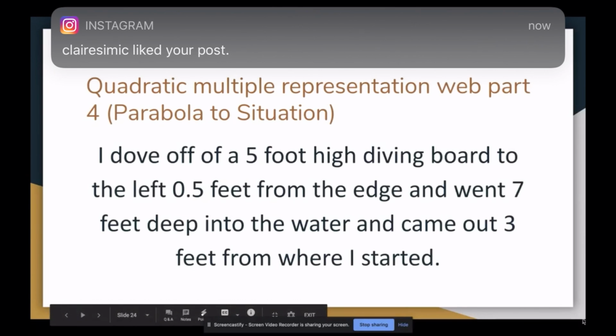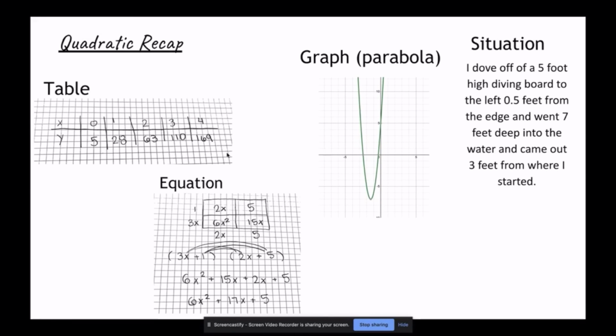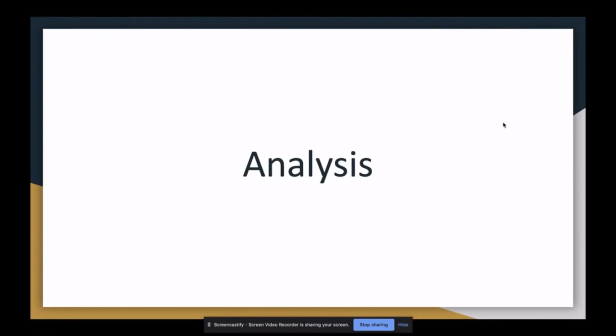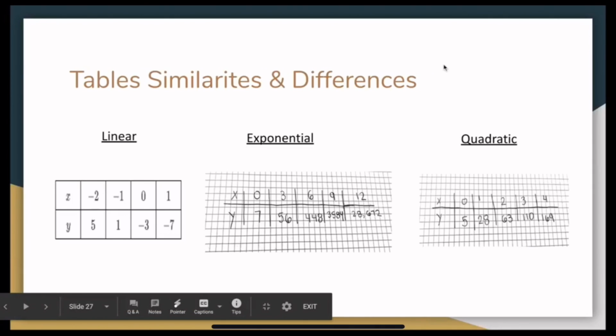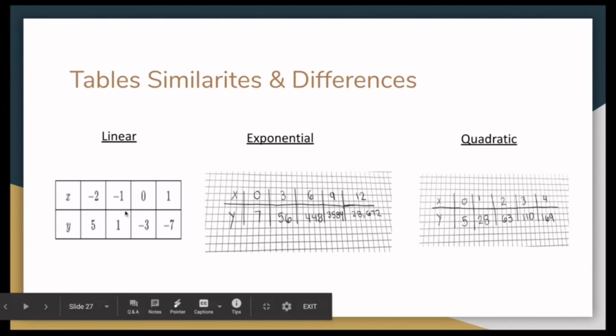And that's our situation. And here's a recap of everything I just explained, which is the table, the equation, the parabola, and the situation. And now here's the analysis. Analysis, tables, similarities, and differences. The similarities between the tables is they all have x and y in front of them. They're all x and y tables.